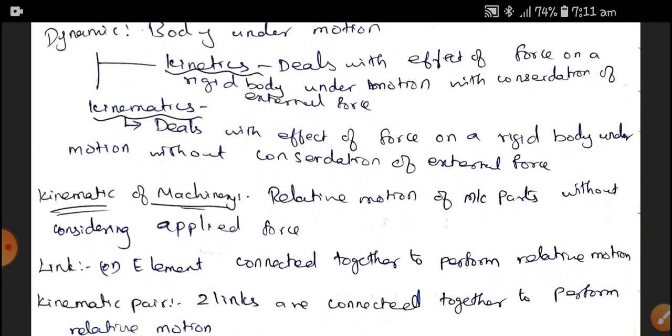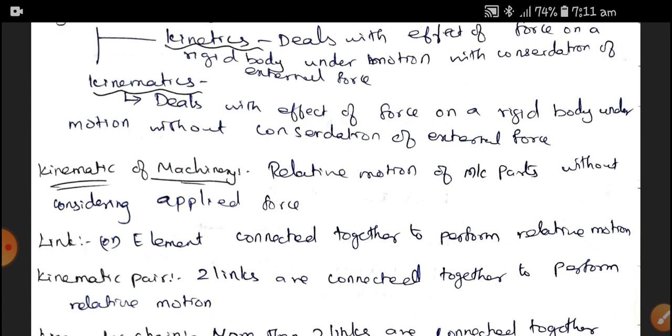Here we are going to discuss kinematics of machineries. We know that a machine should have relative motion between some of the machine parts. Here kinematics means we should not consider any force on the machine member. Therefore, it can be defined as the relative motion of a machine part without considering the applied force. That is called kinematics of machineries. So what are all the things in kinematics? We have displacement, velocity, acceleration, and jerk applied in the kinematics of machineries.